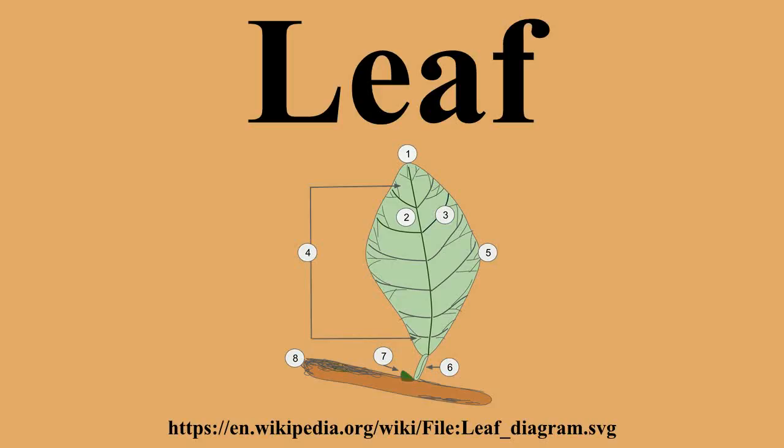Pseudo-verticillate describes an arrangement only appearing whorled, but not actually so. Rosulate leaves form a rosette. The term distichous literally means two rows. Leaves in this arrangement may be alternate or opposite in their attachment. The term two-ranked is equivalent.